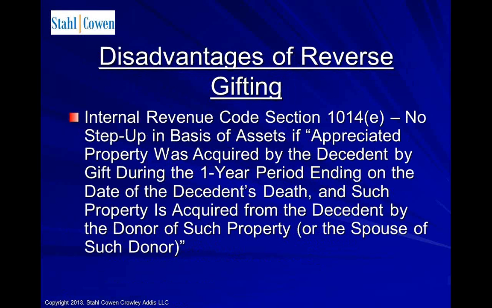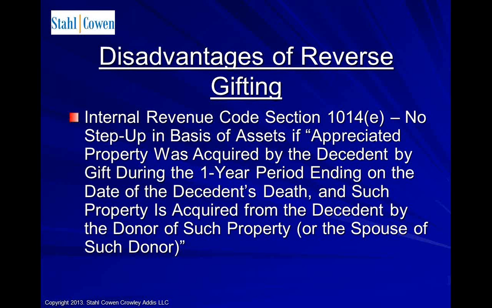Okay, so we've highlighted the advantages of doing a reverse gifting transaction. Obviously, nothing is perfect, and there are disadvantages that come about from reverse gifting. One of them, maybe not a disadvantage as much as a limitation, is under Internal Revenue Code section 1014(e). And I'll read it just because I think it's important that everyone understands it. There is basically no step-up in basis of assets if, quoting, the appreciated property was acquired by the decedent by gift during the one-year period ending on the date of the decedent's death, and such property is acquired from the decedent by the donor of such property or the spouse of such donor.